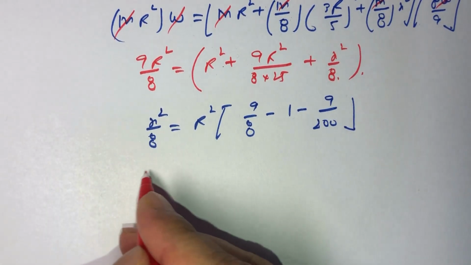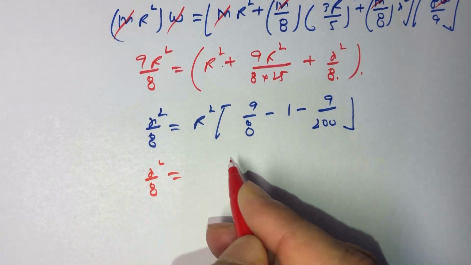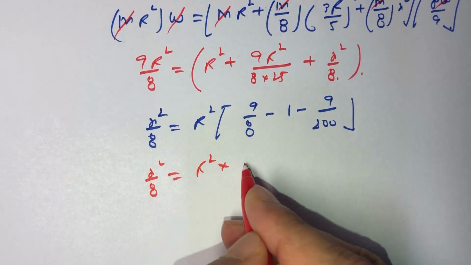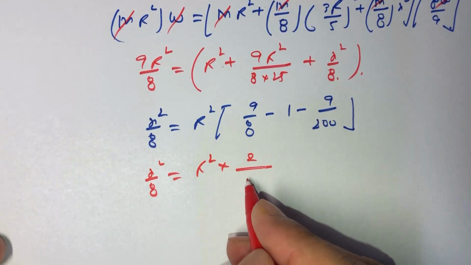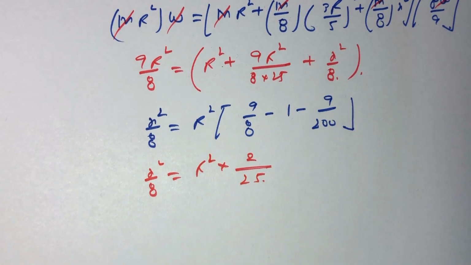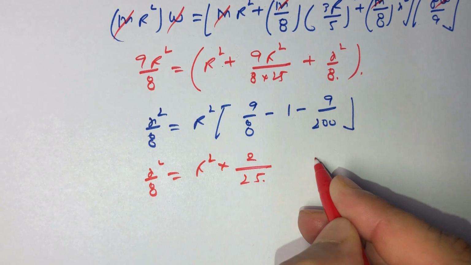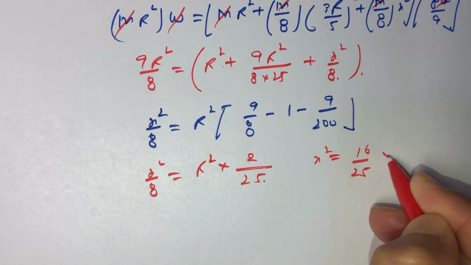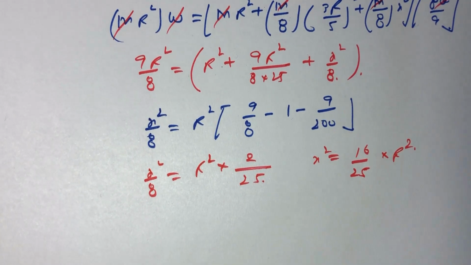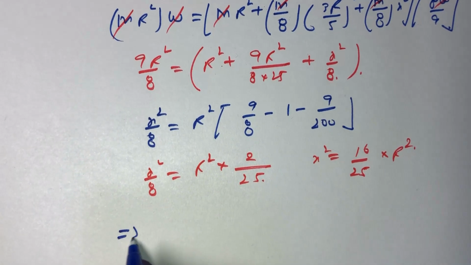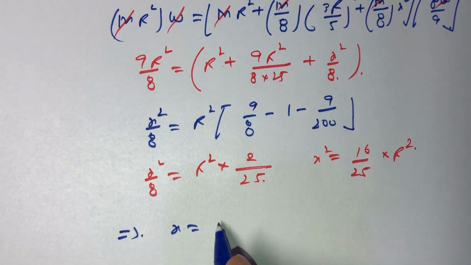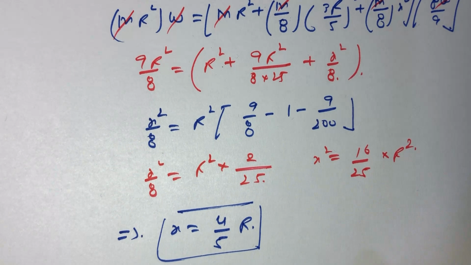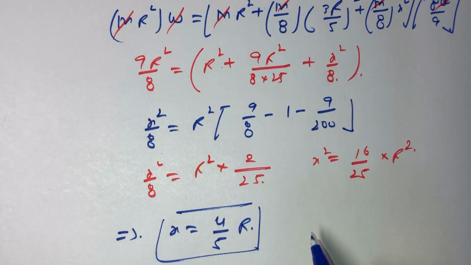So further simplification gives us x square by 8 will be equal to r square multiplied by 2 by 25, and this further gives us that x square is equal to 16 by 25 multiplied by r square. So therefore we can say that our x is equal to 4 by 5 times r. So this is the distance of the other mass from O.